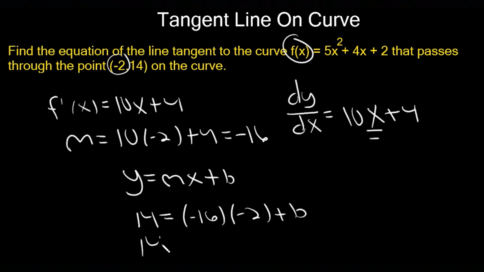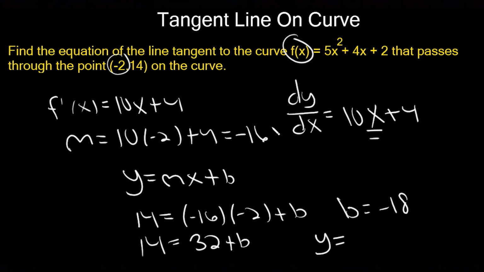So I get 14 is equal to positive 32 plus b. And then from here, I just have to do 14 minus 32. And when I do that, I get negative 18. So I'm going to go ahead and put here b is equal to negative 18. Putting it all together, we get y is equal to my slope, negative 16, and then x, and then my b, negative 18. Okay, and that's done.